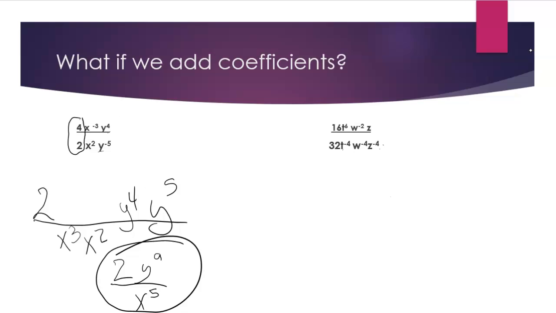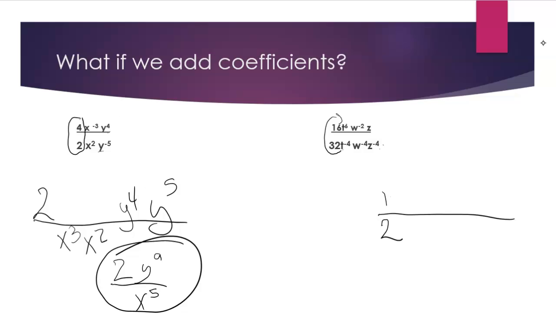Here I see some negative exponents. I'm going to draw a line. Let's look at the 16 and the 32 separate. Let's see, they both have a factor of 16, so I can divide both of those numbers by 16. 16 divided by 16 is 1. 32 divided by 16 is 2.